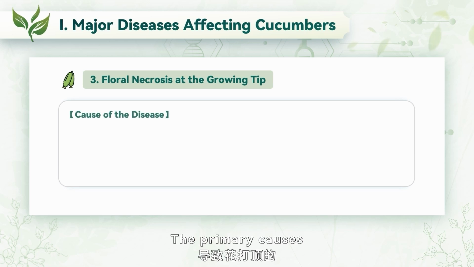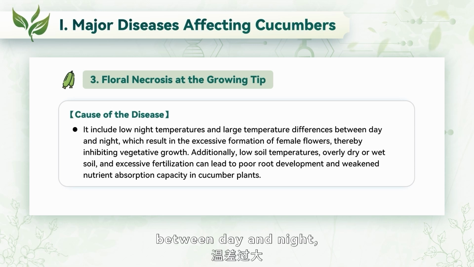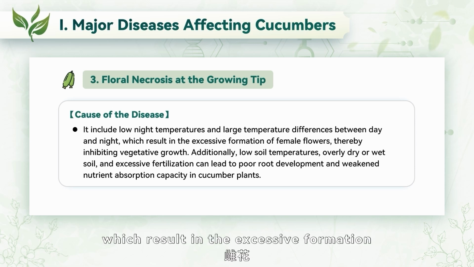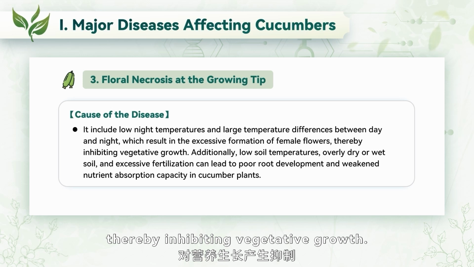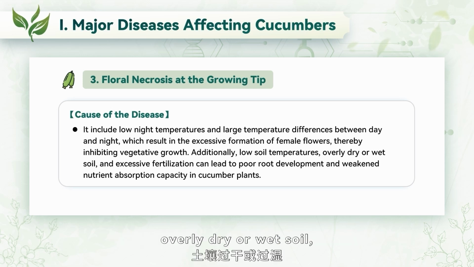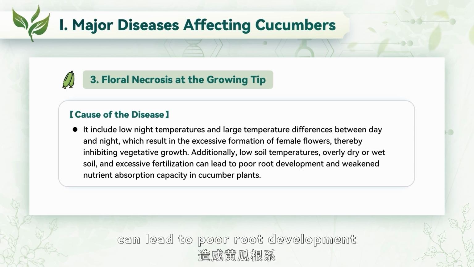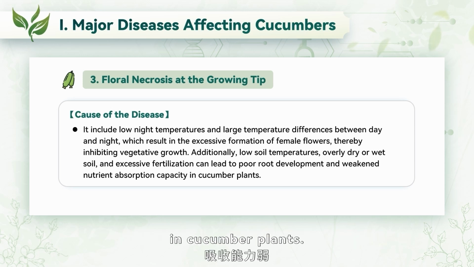The primary causes of floral necrosis at the growing tip include low night temperatures and large temperature differences between day and night, which result in the excessive formation of female flowers, thereby inhibiting vegetative growth. Additionally, low soil temperatures, overly dry or wet soil, and excessive fertilization can lead to poor root development and weaken nutrient absorption capacity in cucumber plants.